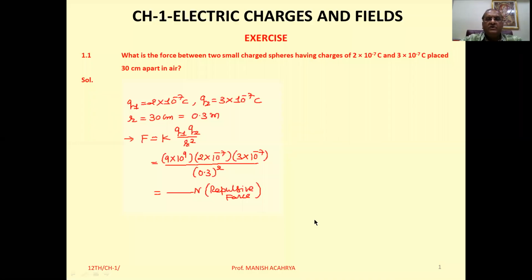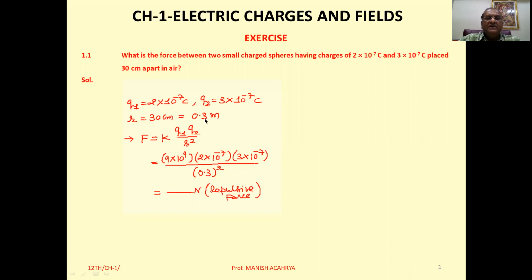Now, exercise of chapter 1. Example 1.1. What is the force between two small charged spheres having charges of 2 into 10 raised to minus 7 coulomb and 3 into 10 raised to minus 7 coulomb, placed 30 centimeter apart in air? Now see, Q1 given to you, 2 into 10 raised to minus 7 coulomb, Q2 that is 3 into 10 raised to minus 7 coulomb.